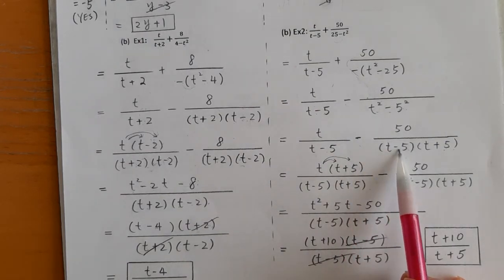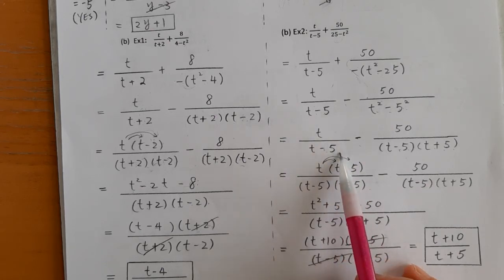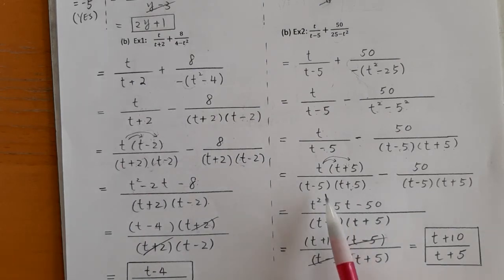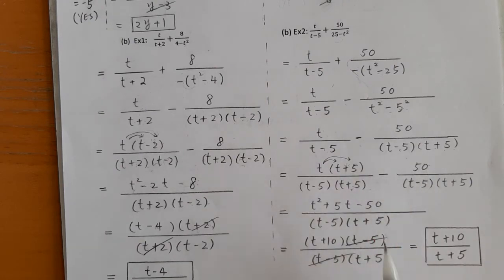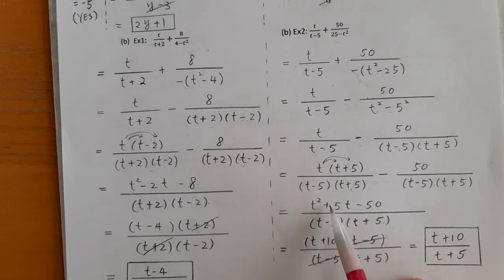Here has t minus 5, here is t plus 5. So for this one, if you multiply both numerator and denominator by t plus 5, it is still equivalent, because if you cancel it, it's still the same as that one. But now you have the same denominator. Then you can subtract the numerators. So the denominator is t minus 5 times t plus 5.